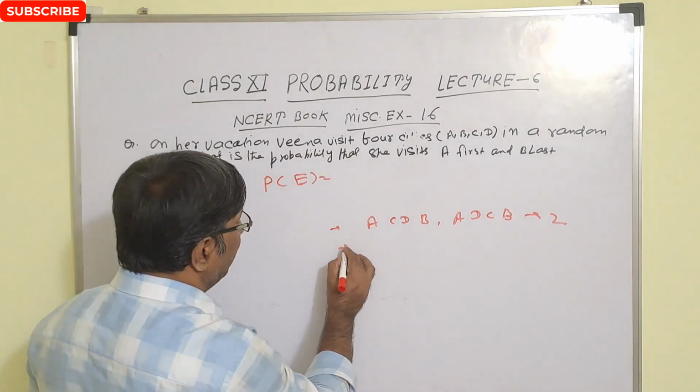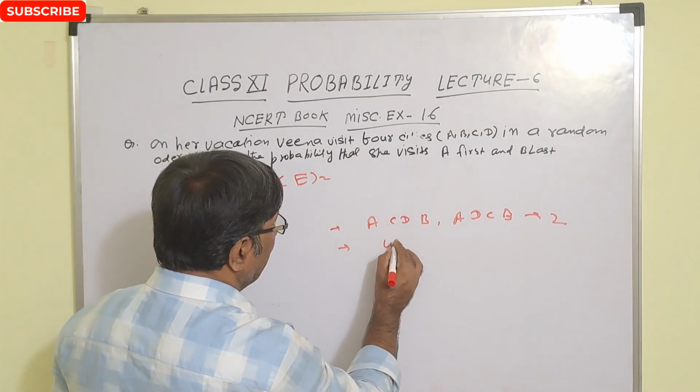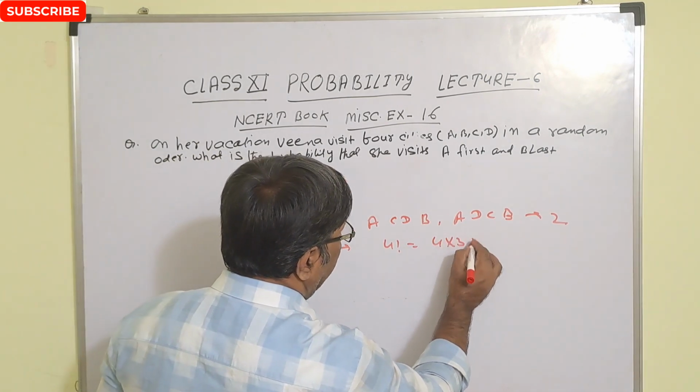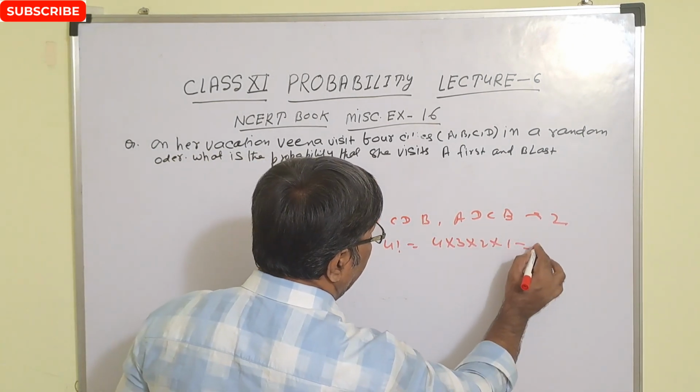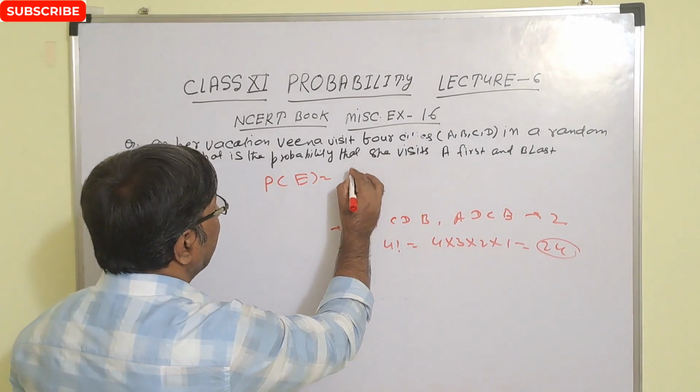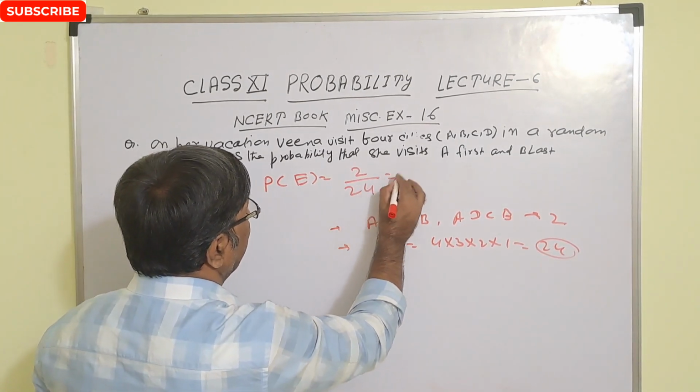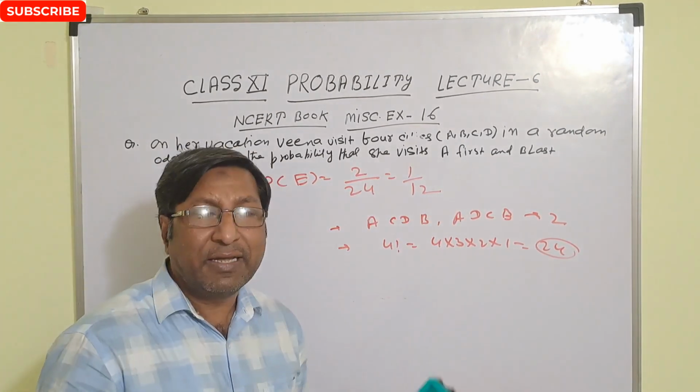And total outcome is how much? We have 4 cities, so 4 factorial, 4 into 3 into 2 into 1, that is 24. So our correct answer is 2 by 24, that is 1 by 12.